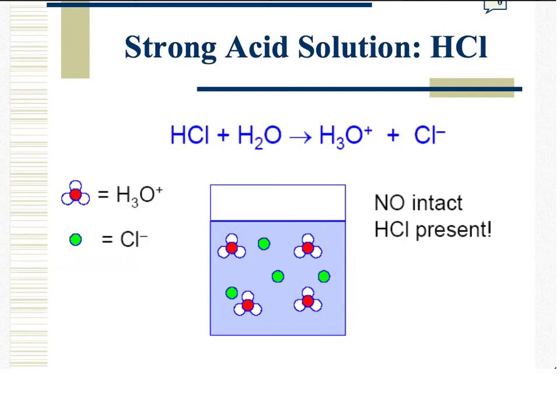And as you can see, you don't see any HCl. You see H3O+, 1, 2, 3, 4 of them, and you see 4 Cl-, 1, 2, 3, 4. No intact HCl because it fully dissociated.